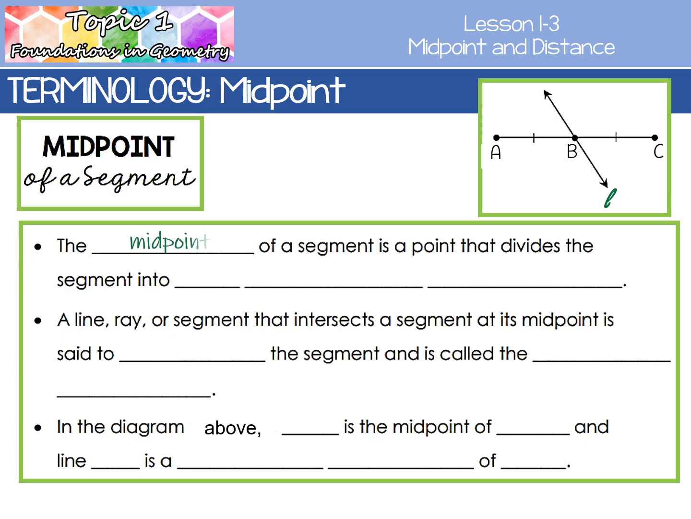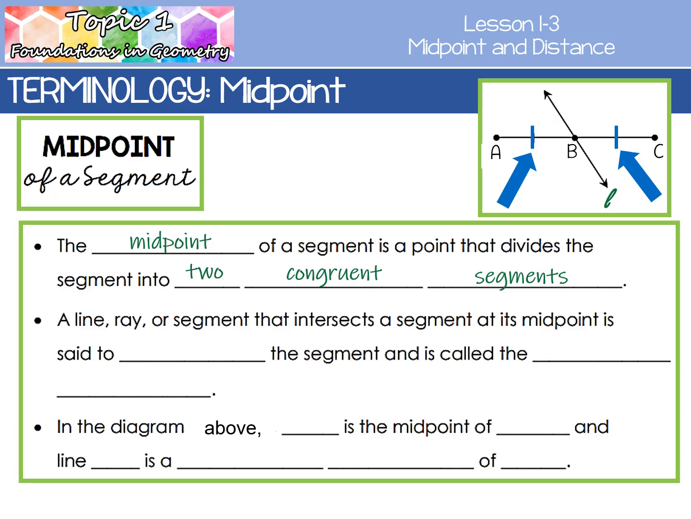Midpoint of a segment. The midpoint of a segment is a point that divides a segment into two congruent segments. Right there are the markings. We discussed that in lesson 1-2 as well. Those slash marks are telling us that segment AB is congruent to segment BC.